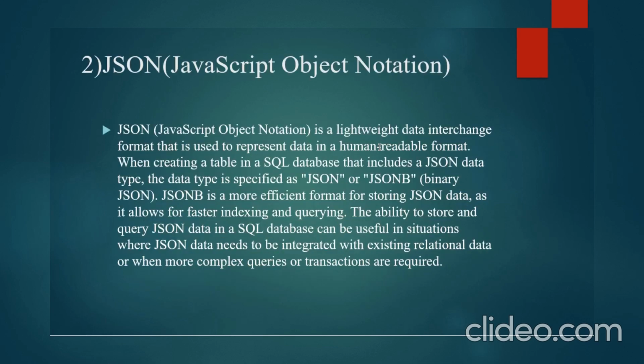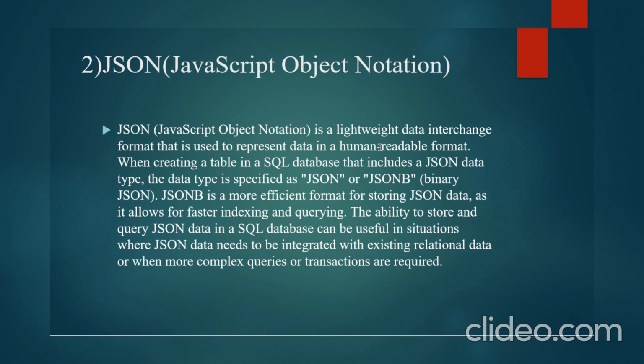Now let's see the second data type, JSON. JSON stands for JavaScript Object Notation. JSON is a lightweight data interchange format that is used to represent data in a human readable format. When creating a table in a SQL database that includes a JSON data type, the data type is specified as JSON or JSONB, binary JSON. JSONB is a more efficient form for storing JSON data as it allows for faster indexing and querying.